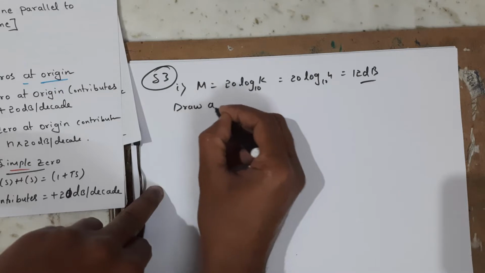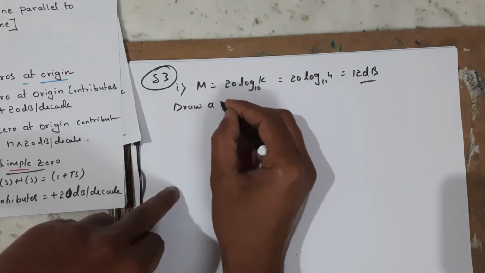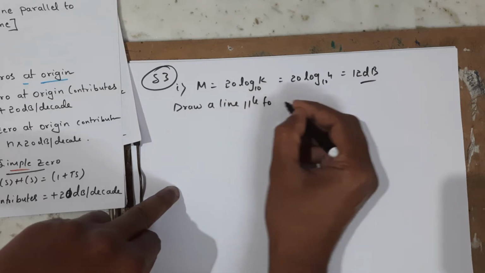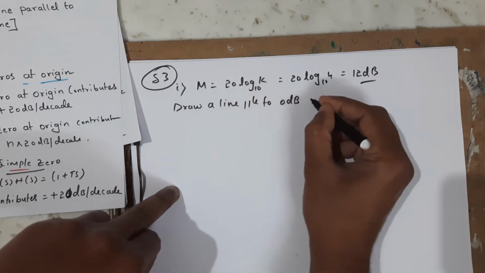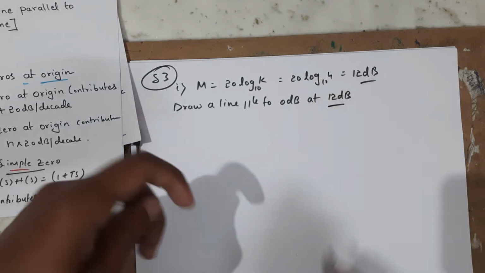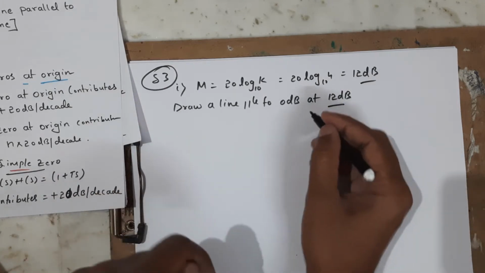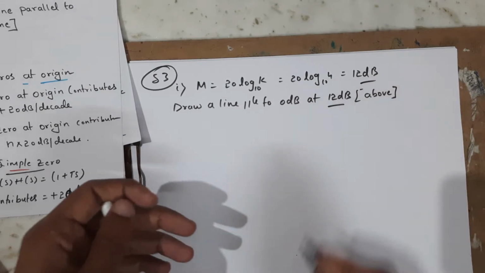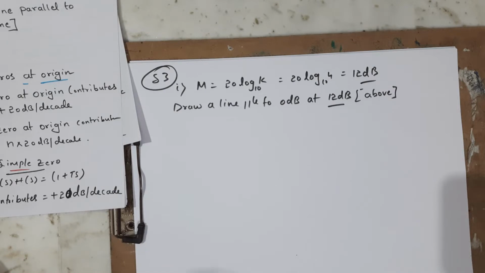Draw a line parallel to 0 dB at 12 dB. Okay, so the line must be above the 0 dB line. How to represent this in a semi-logarithmic sheet?